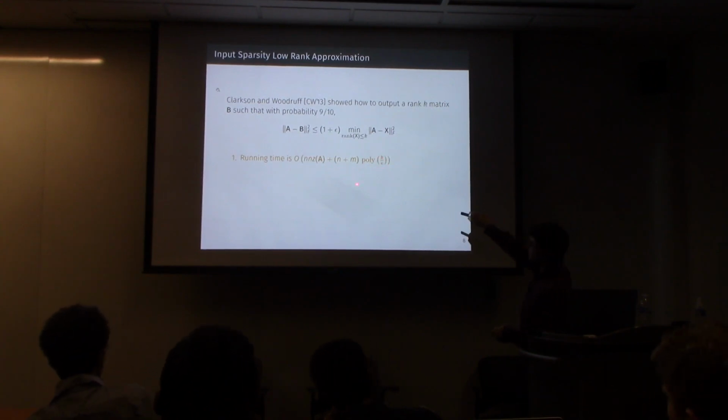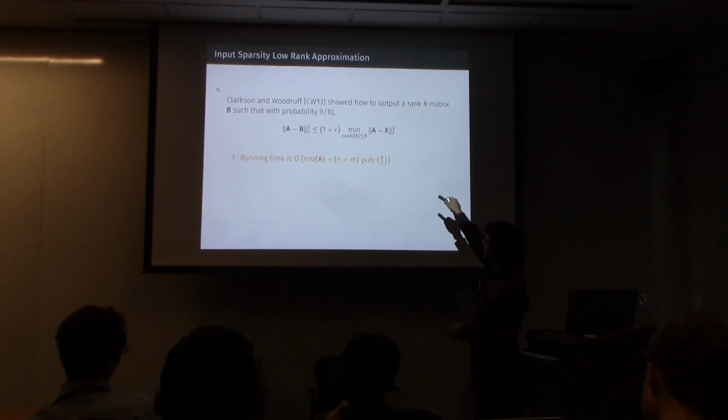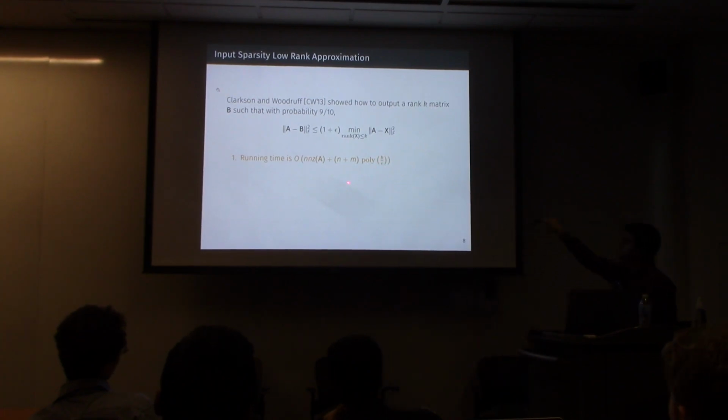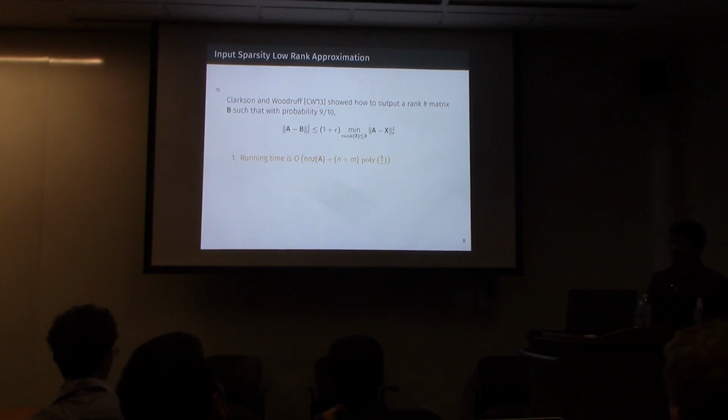Okay, so let's break this down. The n plus m term is just the dimensionality. We have an n by m matrix. The poly K over epsilon is usually a small constant. You set K and epsilon to be small constants. And nnz here is the sparsity of your input. So you can think of this as a linear time algorithm to compute a low-rank approximation for your matrix.